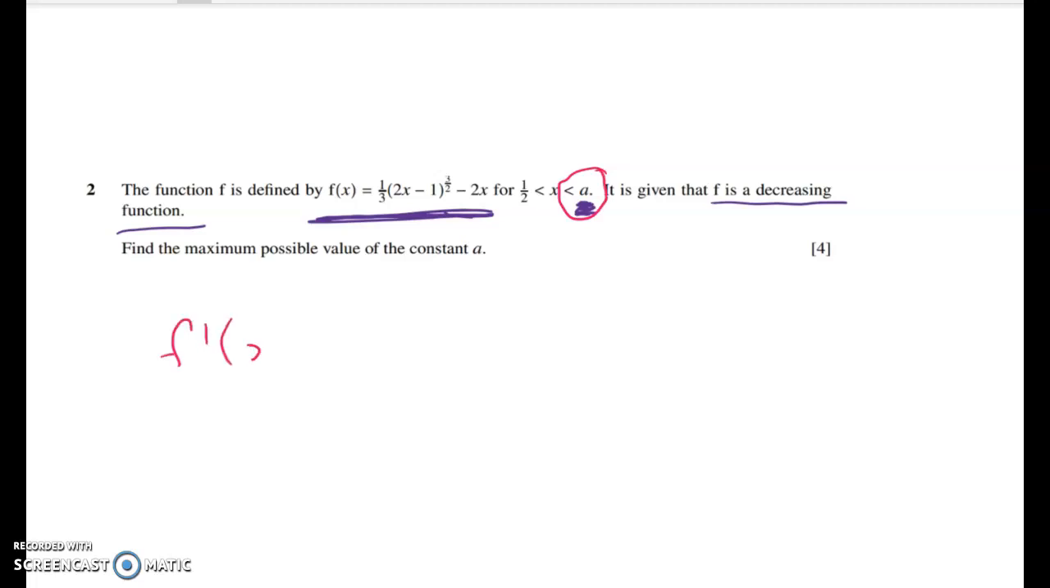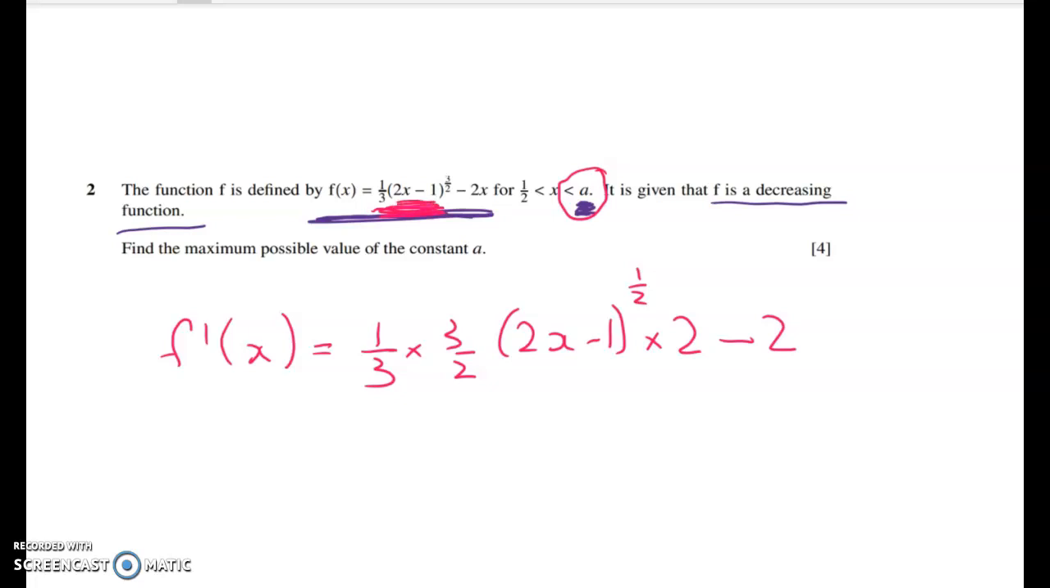So f dash of x will equal 1/3 times 3 over 2 times 2x minus 1 to the power of 1/2 times 2. And that's using the chain rule, so then take away 2 for that last term. So just going over that again, I've got to do the chain rule on this because 2x minus 1 is a function of x. So this is what I call the inside function, and that's why we've got this times 2 in here, right? I've got lots of other videos on the chain rule if you've forgotten how to do it. So cleaning this up, first of all, we need to state that it has to be negative for a decreasing function.